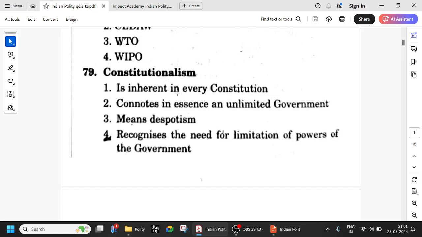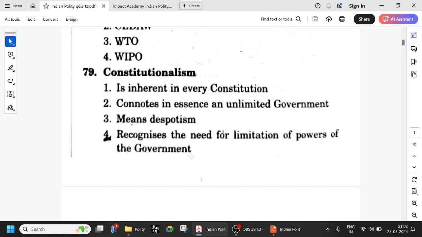So constitutionalism is inherent in every constitution. Does it connote, in essence, an unlimited government, meaning despotism? This is a negative statement. Constitutionalism doesn't mean despotism or unlimited government. It basically recognizes the need for limitation of powers of the government.